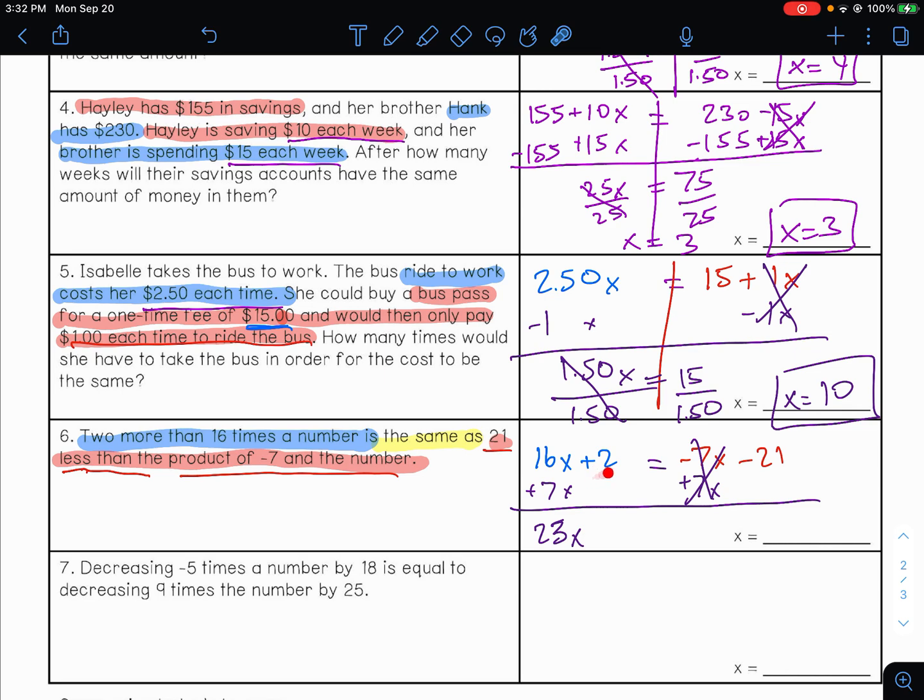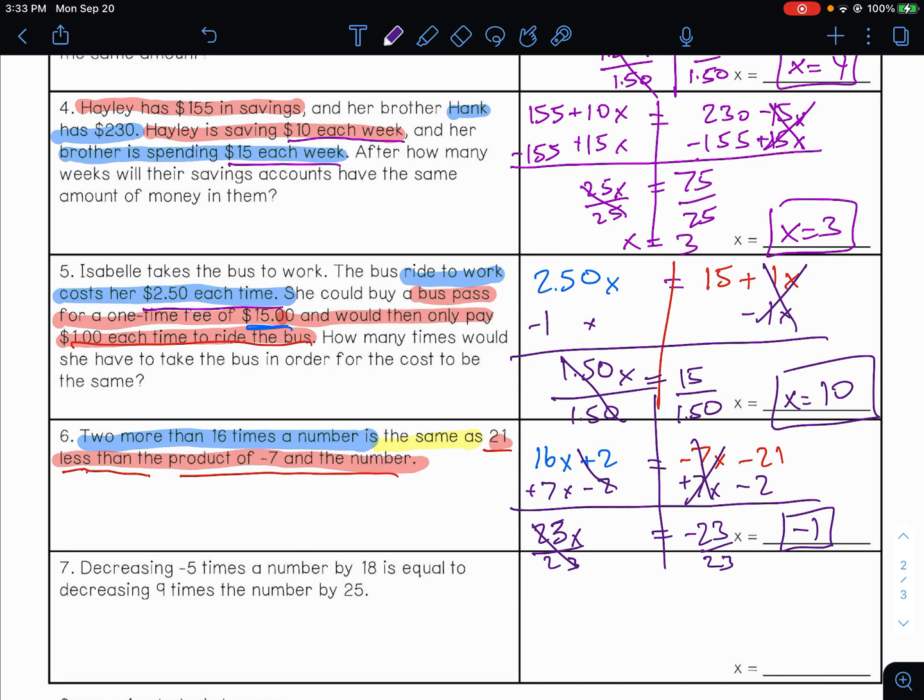And now I want to get rid of this plus 2, so I subtract 2 from both sides. That'll cancel, which means I subtract 2 from this side. And negative 21 minus 2, that makes a bigger negative. That's negative 23. And look at that. Divide both sides by 23. That cancels. Negative 23 divided by 23 is negative 1.